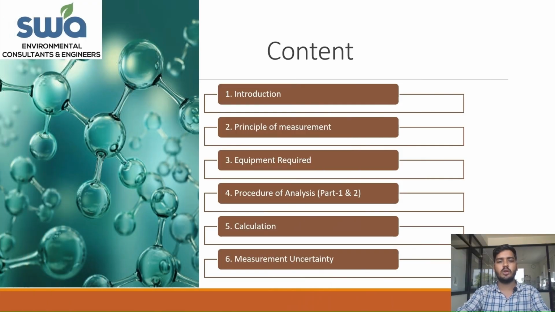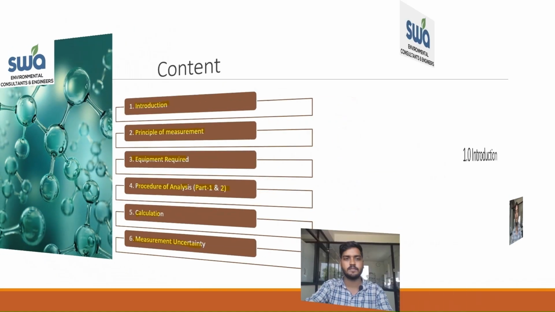In this video, we will first learn a brief introduction: what solids are and what types of solids are available. Then we will move to the principle of measurement for measuring TSS, TDS, VSS and FSS. Then we will see which equipment is required to perform the procedure. Then we will see the procedure of analysis in two parts. In the first part, we will see the procedure of measuring TDS and TSS, and in the second part, the procedure of measuring VSS and FSS. Then we will see the calculation of all the parameters, and lastly we will discuss the measurement uncertainty.